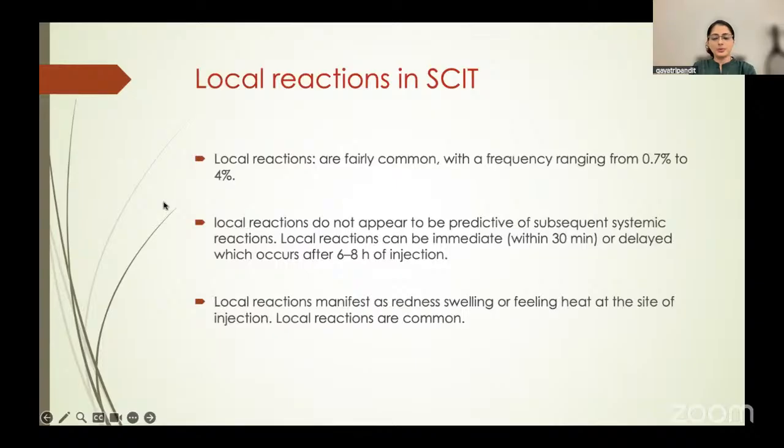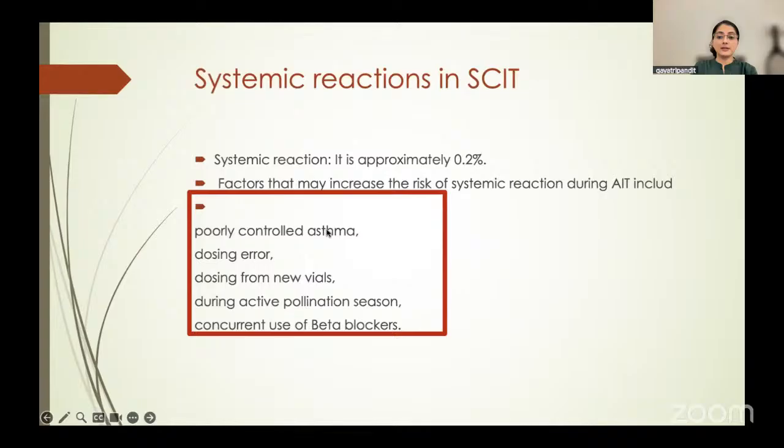When it comes to SCIT, local reactions are very, very common, ranging from 0.7 to 4%. I would say that it is even more. We see local reactions quite often, almost with every injection. But large local reactions are also not a predictor of systemic reactions. Systemic reactions could occur in only 0.2% of your injections.